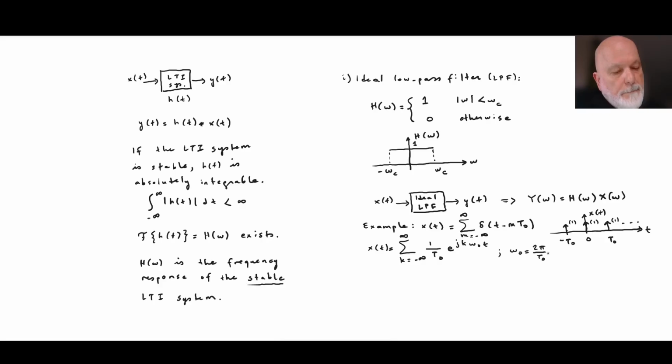Now, let us assume that x of t is the input of an ideal low-pass filter with omega c. Omega c is called the cutoff frequency. This name is in fact clear, because all those frequency components with frequencies greater than omega c or less than minus omega c will be rejected. Cutoff frequency of the filter.